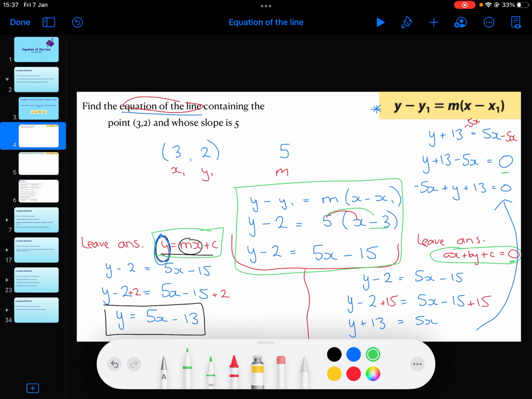If it doesn't tell you, then it is up to you to choose which way you prefer, or you'll learn to judge which way would be easier based on what the rest of the question is asking.